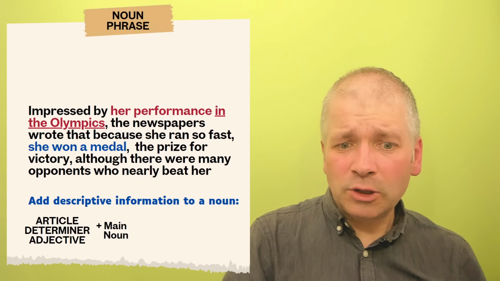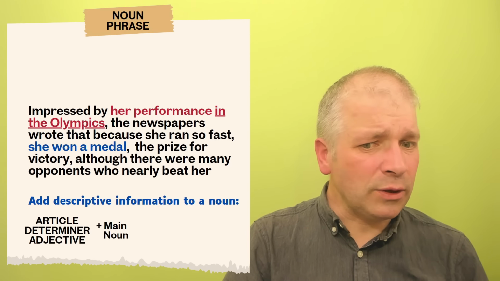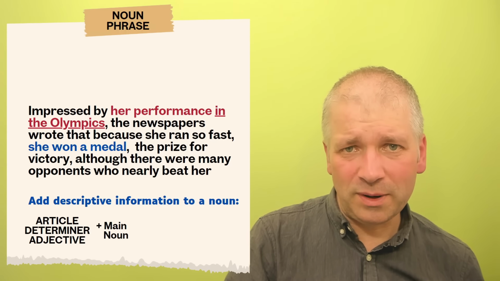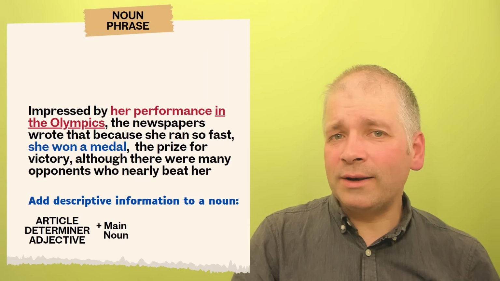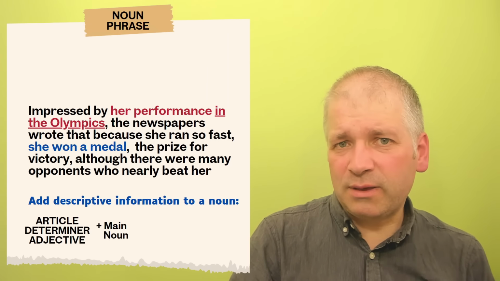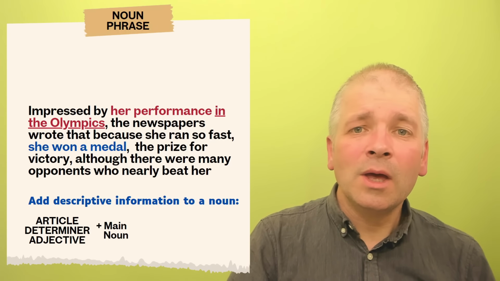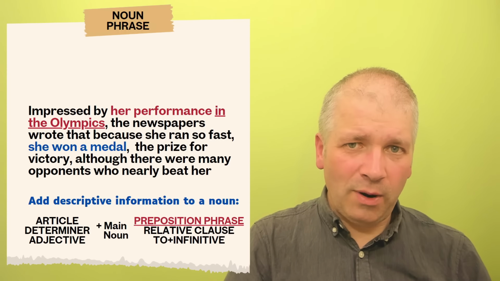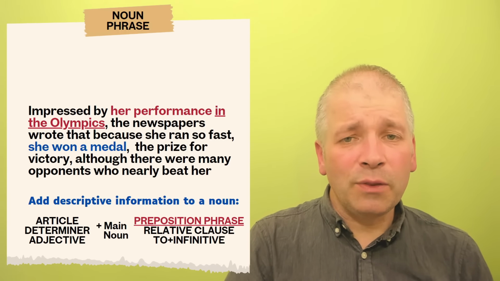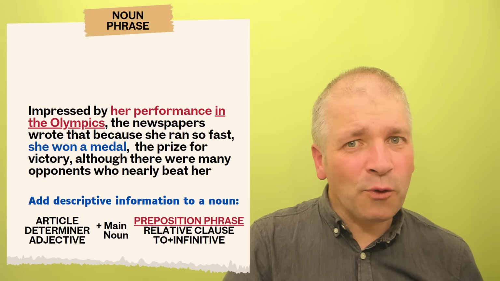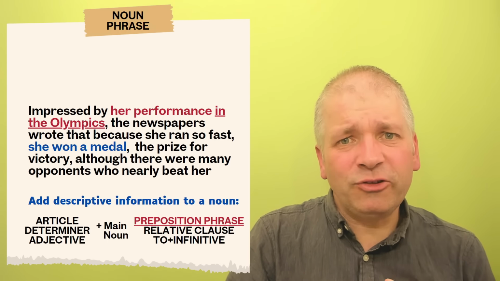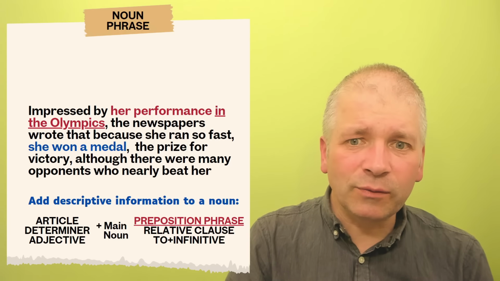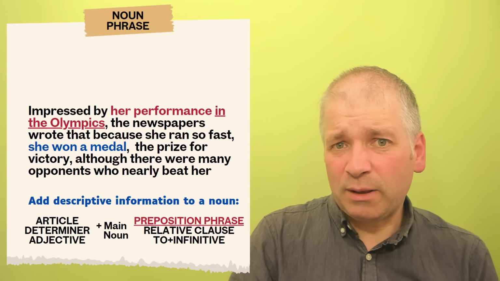In front of the main noun, you could add an article. Whether you say a performance or the performance makes a big difference to what you mean by the word performance. A determiner or an adjective. All of those things tell us more about the noun, but they come before. But we can also add words after the noun in a noun phrase. We can add a preposition phrase, which is what we have here, in the Olympics. Where was the performance? In the Olympics. So the preposition phrase here tells us more about the noun performance. We can also add a relative clause, which we've seen before, or a to plus infinitive clause.